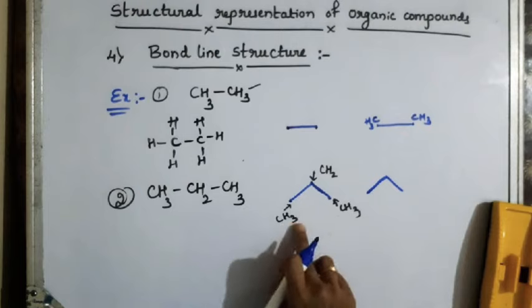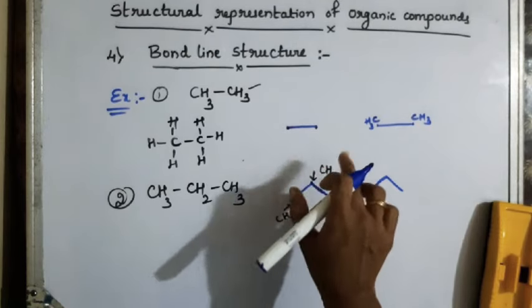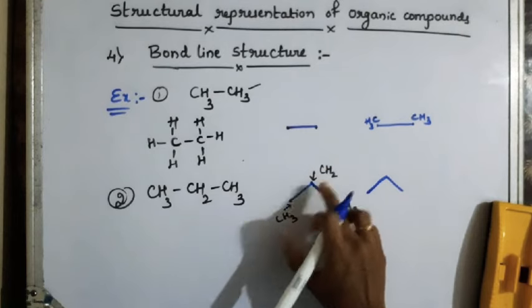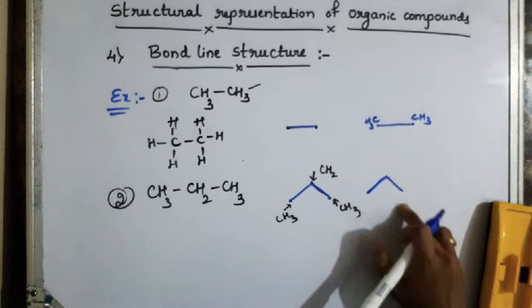This is written only so that you understand. You should not denote these when we ask you to write the bond line structure. When asked to write the bond line structure, you need not write these again. Only show the lines.